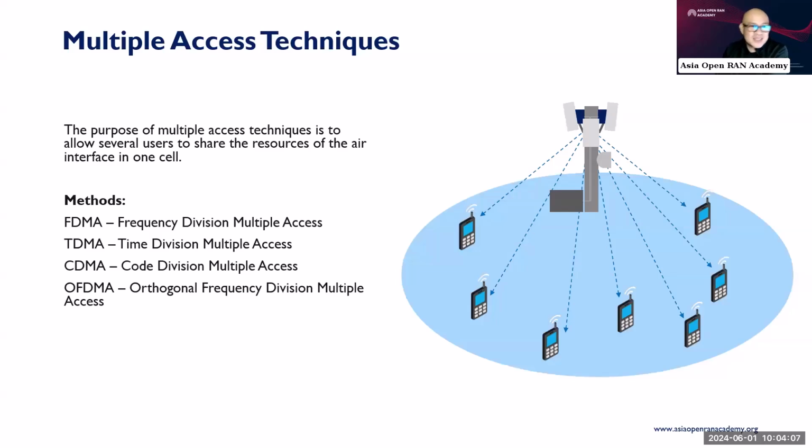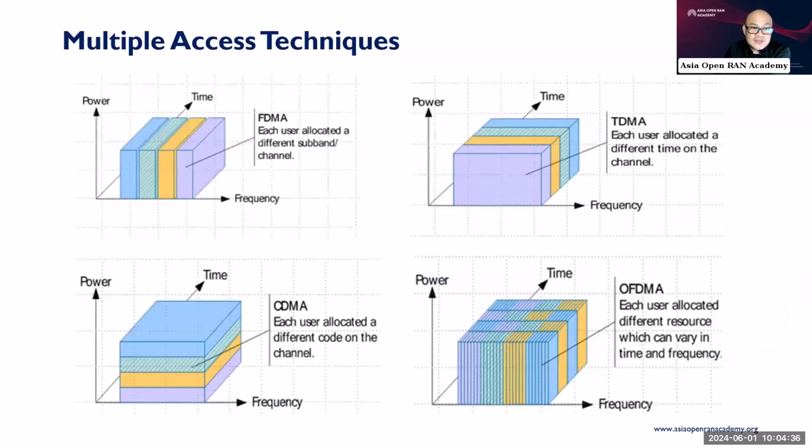Okay. Anyway, so FDMA is frequency division multiple access. TDMA is time division multiple access. CDMA is code division multiple access. And OFDMA is orthogonal frequency division multiple access. So for 2G, we are using FDMA, TDMA. For 3G, we have a special variant, which is WCDMA. And for 4G and 5G, we are using OFDMA. Okay, so the difference looks like this.